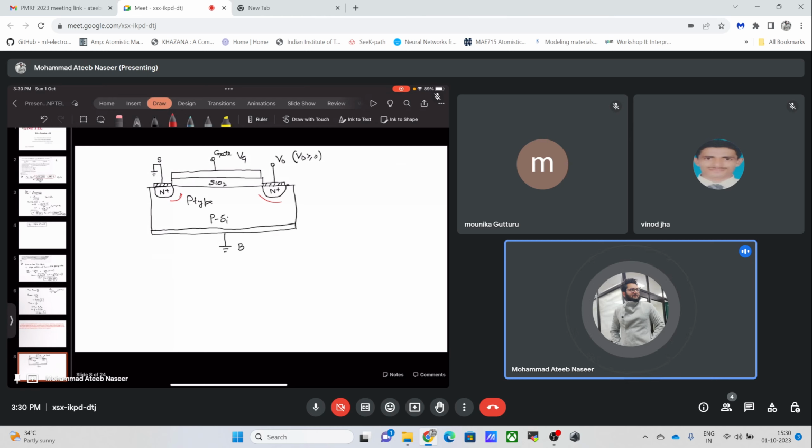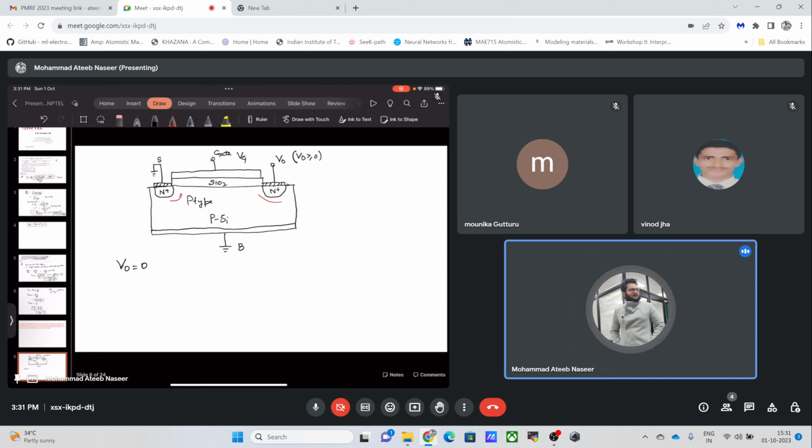Let us first say that if we have this VD, which is this drain bias, equal to 0 volts, what would happen? It would be simple as the MOSFET case, but in this case we will be having these pockets of N plus regions. So the conditions will be the same: we will be having accumulation as well as depletion, and then there will be inversion.